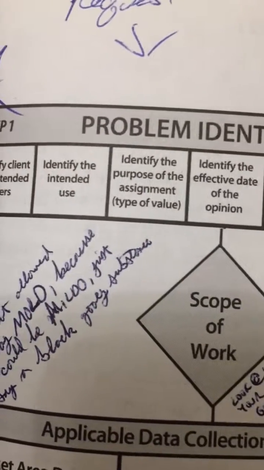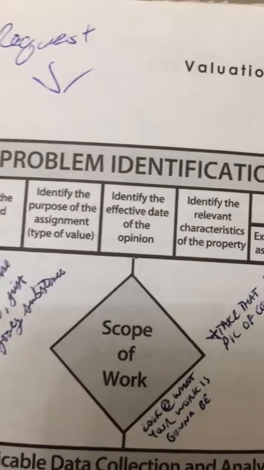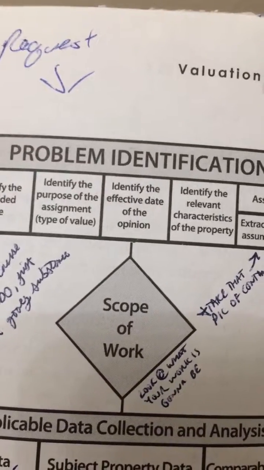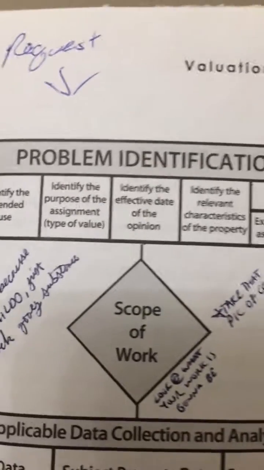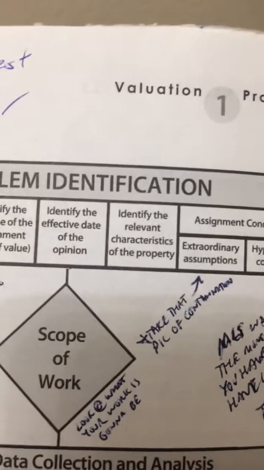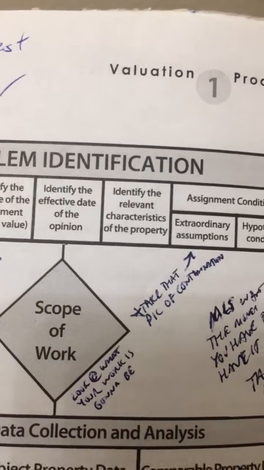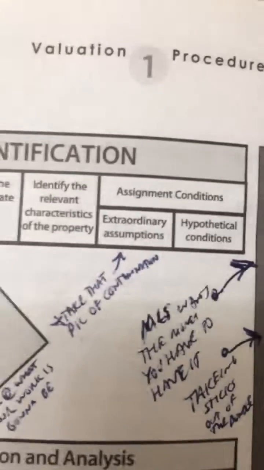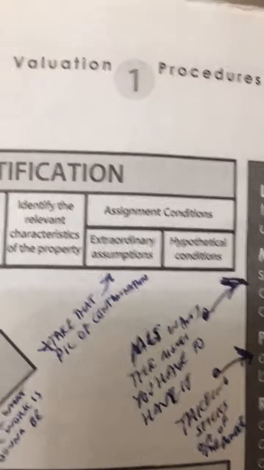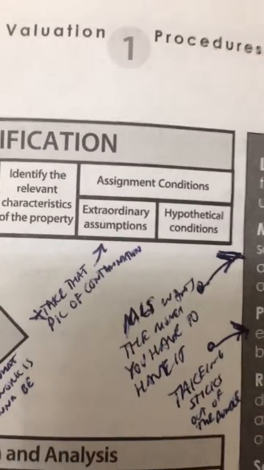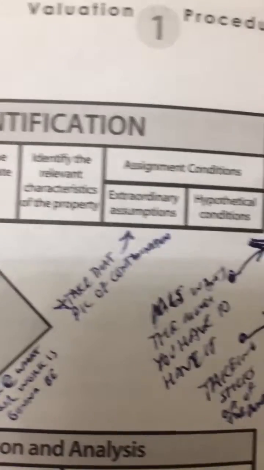What type of value? Then, identify the effective date of the opinion. Then, identify the relevant characteristics of the property. Then, assignment conditions, extraordinary assumptions, hypothetical conditions.